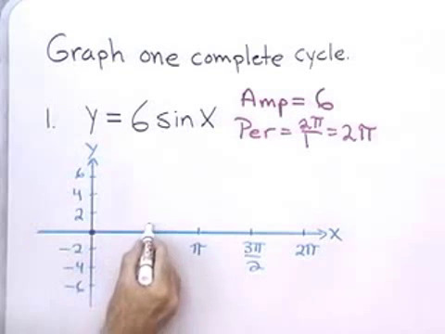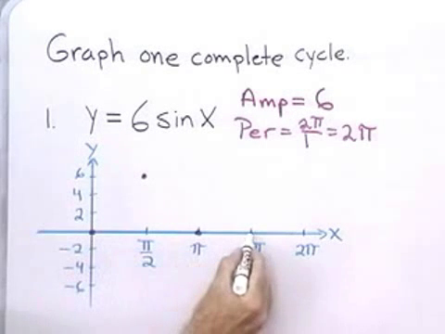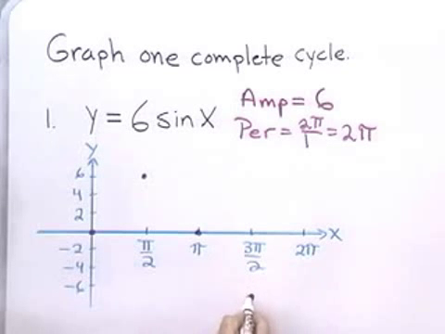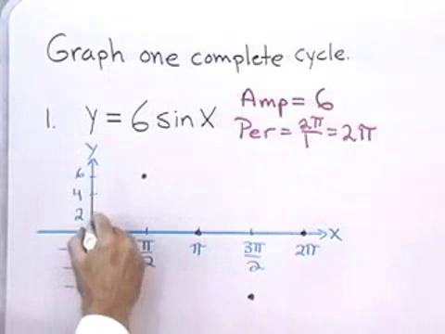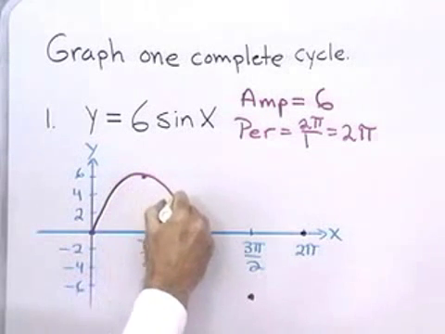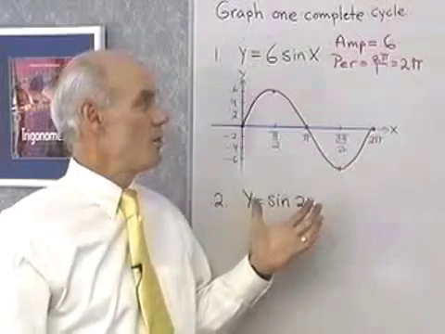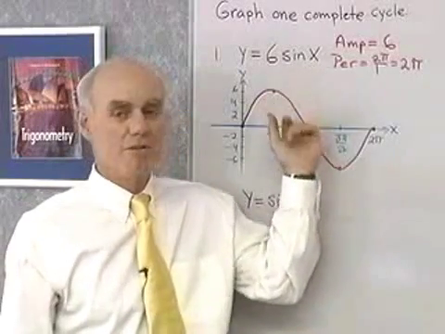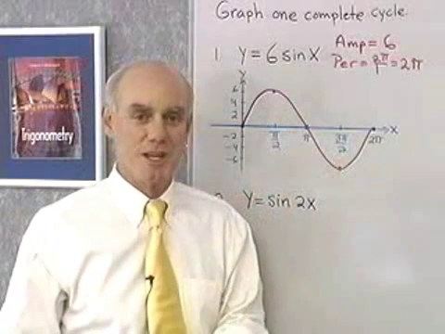At pi over 2, it's going to be up to 6. At pi, it'll be back down to 0. At 3 pi over 2, it'll be down to negative 6. And at 2 pi, it will be at 0. So I can sketch the graph of that curve real nice and neatly like this, going through those points. So that's a nice quick way to sketch the graph of these trig functions if we just look at the coefficients and then identify from them the amplitude and the period.